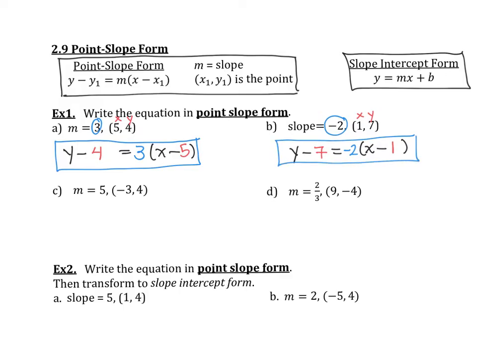Okay, we're going to do 2 more like this, but I'm going to throw some negatives in to see how we do with those. I like to start with the ordered pair, but you can do it either way. Okay, x, y. So y minus the y value, x minus the x value. Okay, this is a little tricky.